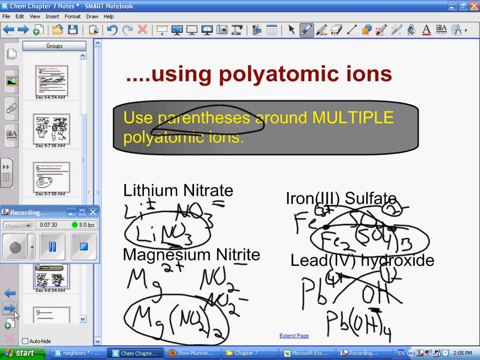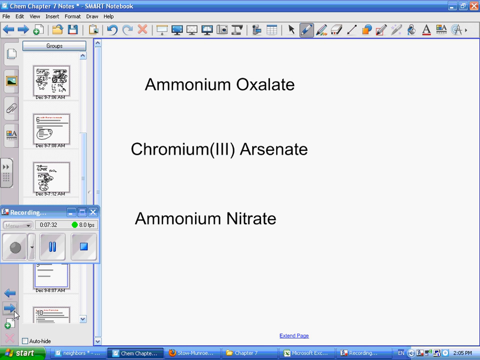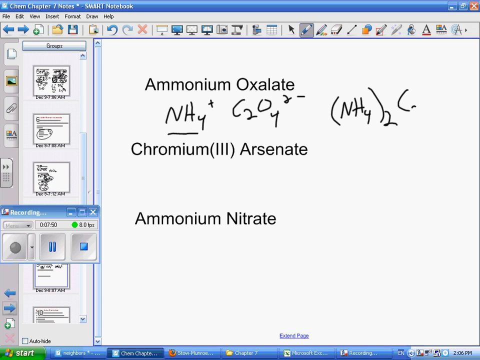Okay, moving on. A couple of these other ones right here. Ammonium oxalate. Ammonium is NH4 with a +1 charge. Oxalate is C2O4 with a 2 minus charge. It's really weird to see this, but it only happens on ammonia. The answer is (NH4)2C2O4, because I need 2 ammoniums and only 1 oxalate. That's all there is.